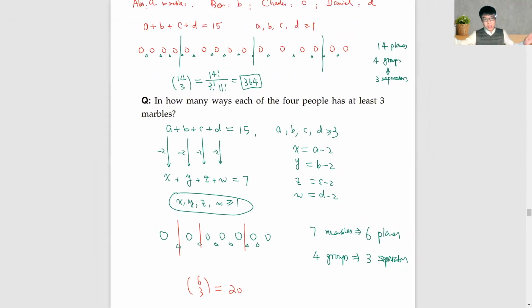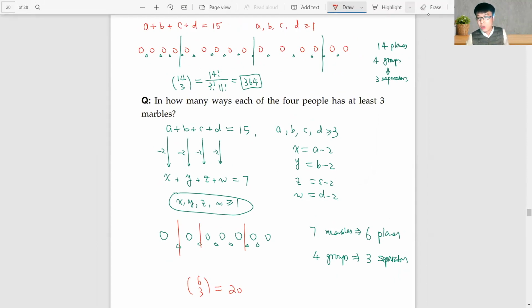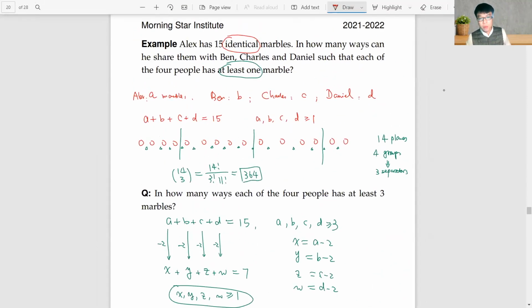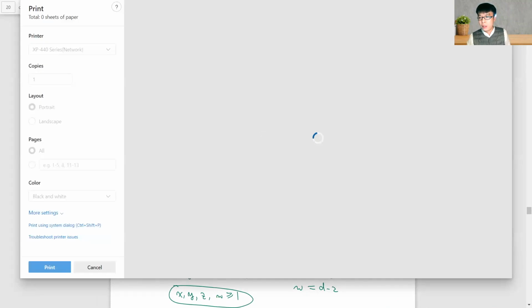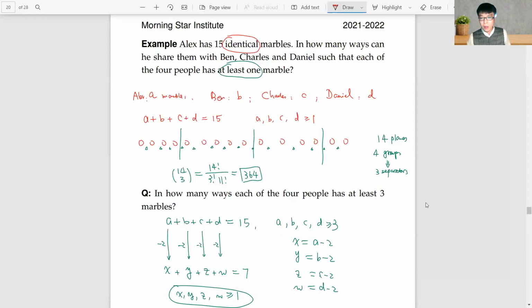And of course, you can change the data. Like Alex has at least 1 marble, Ben has at least 2 marbles, Charlie 3 marbles, Daniel maybe 4 marbles, like that. You can change it and do a similar argument, and you will solve for the answer. Okay, and that's the question here.